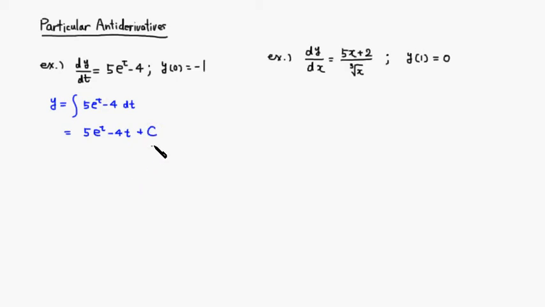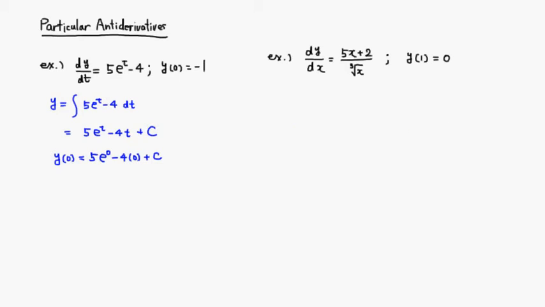So this is the best we can do just using the first piece of information. You take the antiderivative, you get multiple antiderivatives. Among these antiderivatives, we're looking for the one that satisfies the second piece of information. It says that if t is equal to 0, y has to be negative 1. So let's plug in t equals 0. So y of 0, using this formula, is going to be 5 e to the 0 minus 4 times 0 plus c.